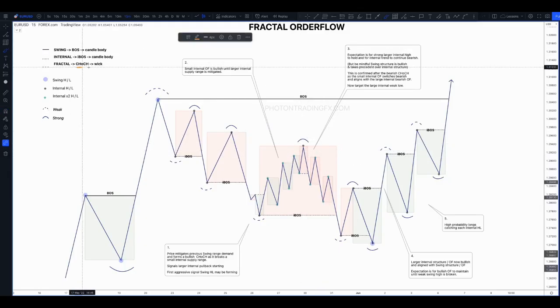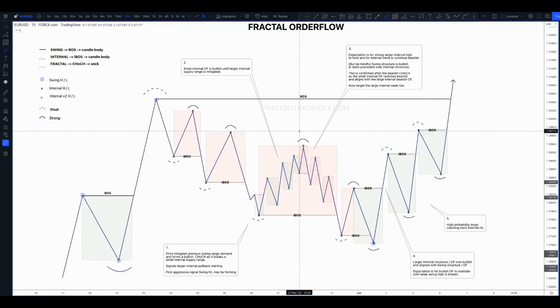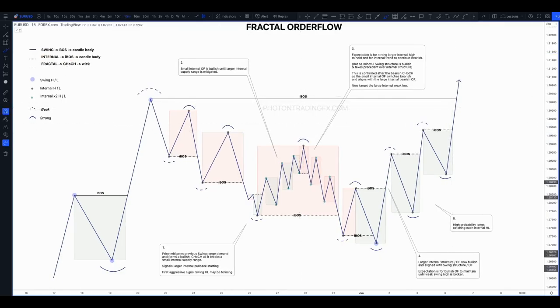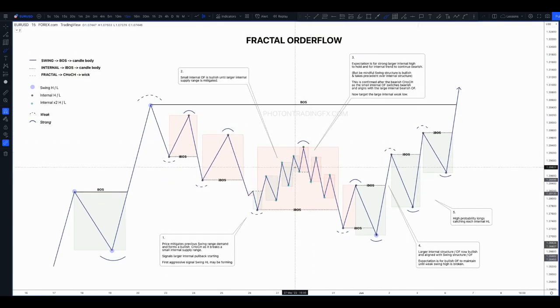But if you understand the hierarchy of what these words mean and then what they lead to, then that should make perfect sense. Don't worry if that's a little bit confusing as we go through different real life examples on the charts and the candlesticks. Hopefully that penny will drop and it will make a lot more sense.